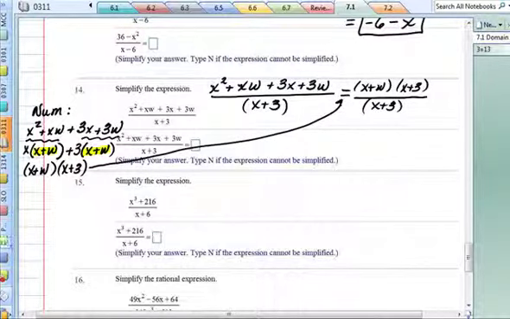Do you see a common factor? Yep. The x plus 3's divide out, and what are you left with? X plus w. Probably would not see parentheses, definitely would not see the denominator of an implied 1. There is a 1 on the bottom. You don't write denominators of 1.